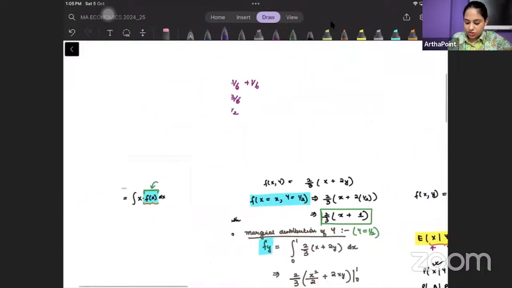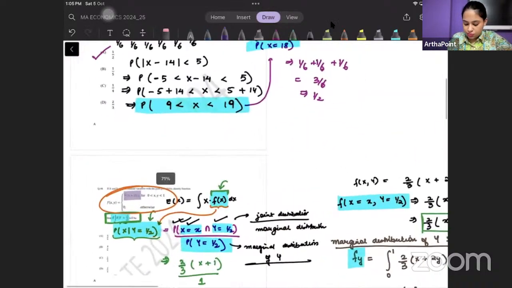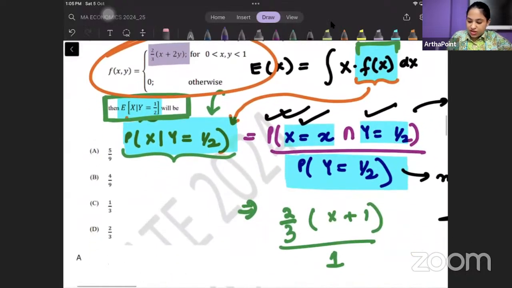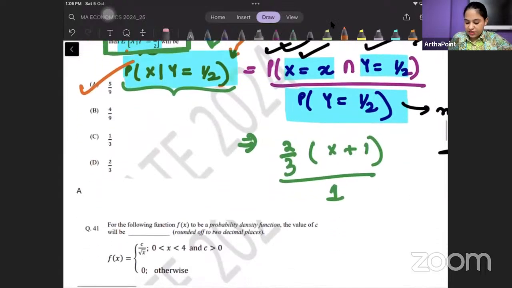Okay, let's look into the next question. The answer to this one is 5 by 9. Give this one a try. This is easy. Question number 41.